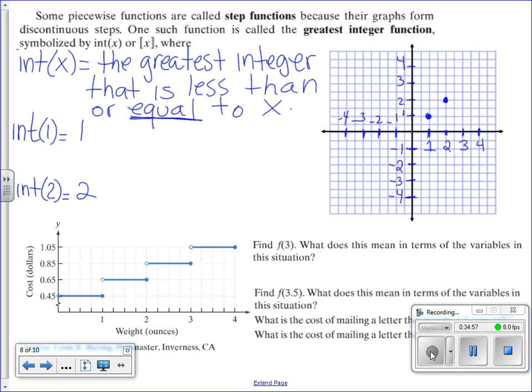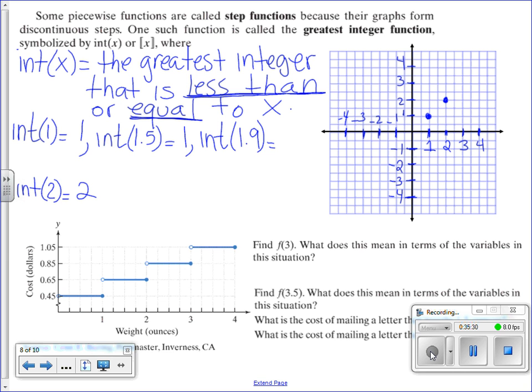So if I ask you, what is the greatest integer of 1.5? We look at the definition, and I want you to focus on this part: less than. Tell me what is the closest integer to 1.5 that is less than 1.5? 1. Very good. Not 2, it is 1.